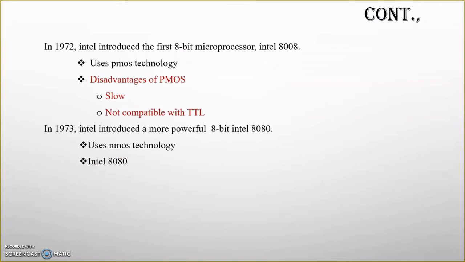In the year 1972, Intel introduced the first 8-bit microprocessor named Intel 8008. It uses positive metal oxide semiconductor technology. The disadvantage of this microprocessor is that it is slow in speed and not compatible with transistor logic. So, to overcome the disadvantage, in the year 1973, Intel introduced a more powerful 8-bit microprocessor named Intel 8080. It uses negative metal oxide semiconductor technology.